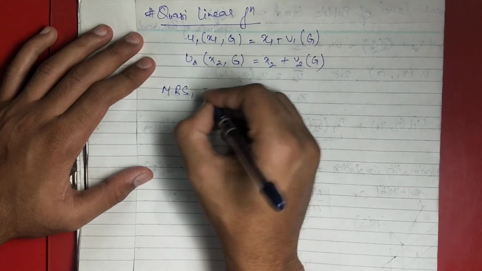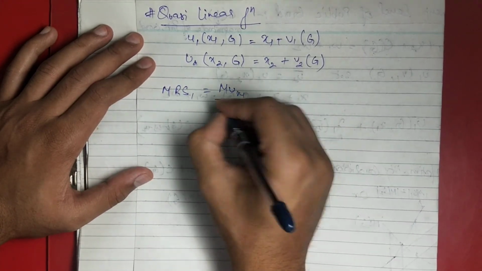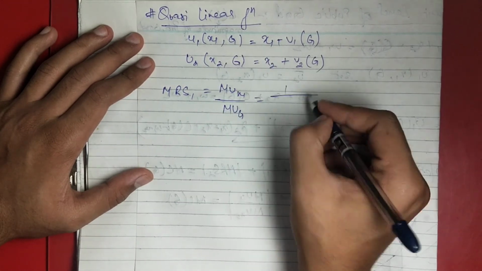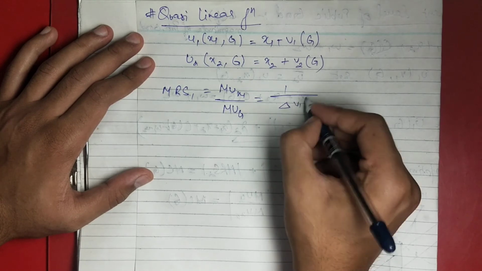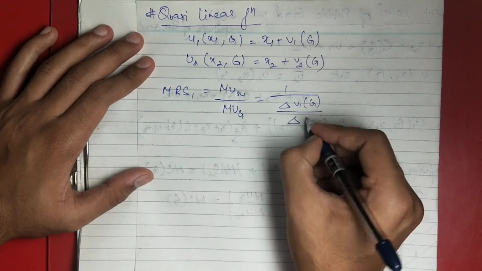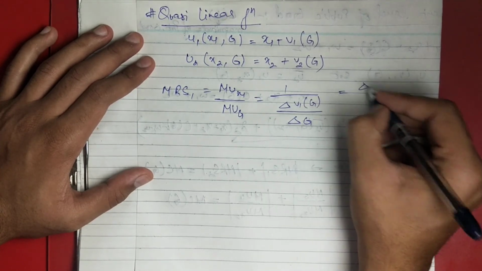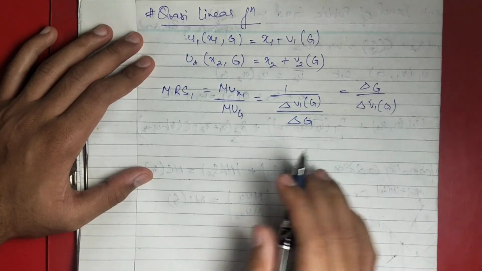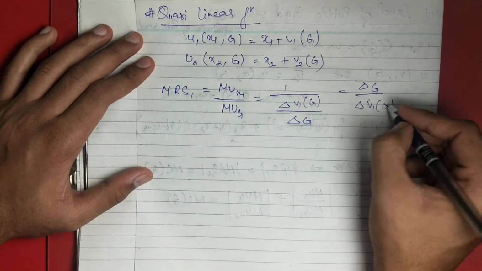So what will it be? MUg upon MUx1, right? What is MUx1? It will be 1, and MUg will be v1'(G), that is delta v1 upon delta g. So if you solve this, it will come as delta v1(G) upon delta G. Similarly, you can calculate for this one also.